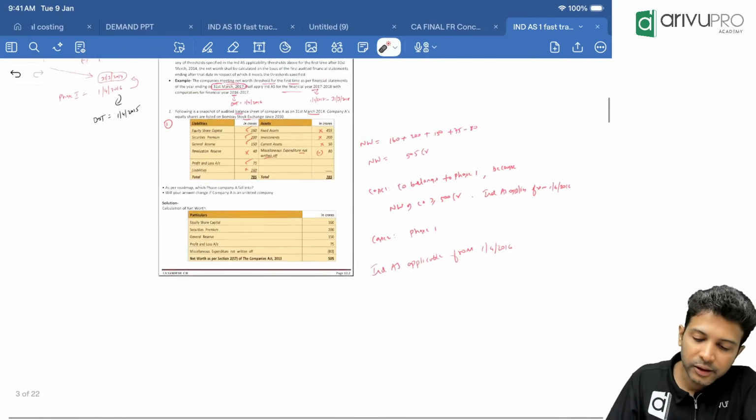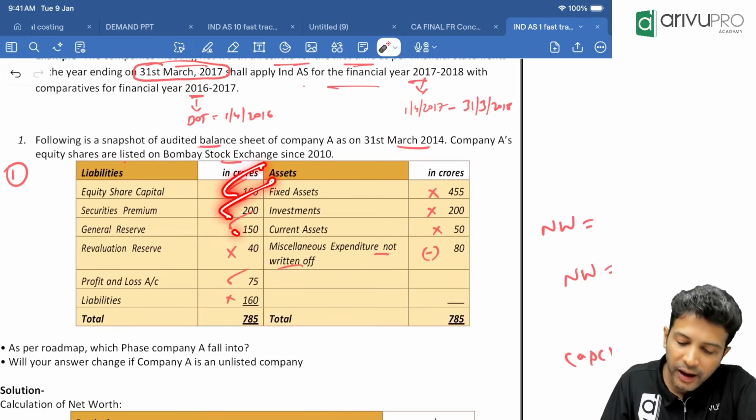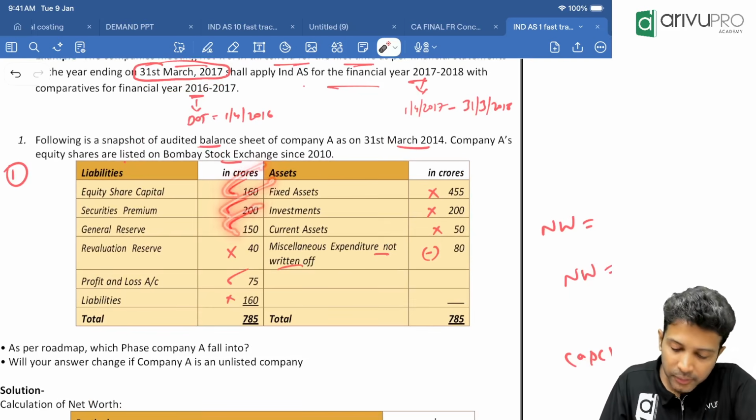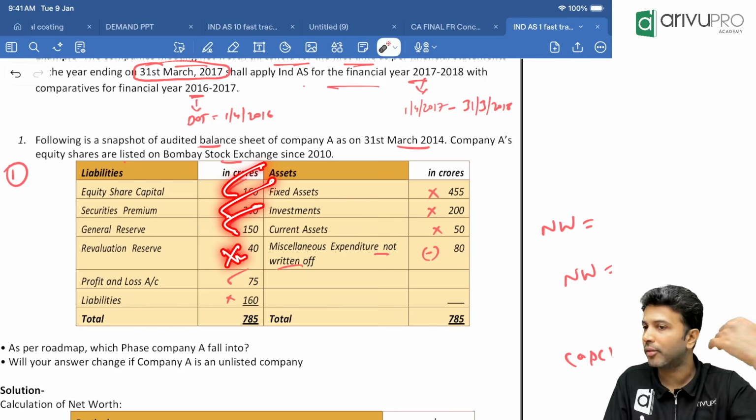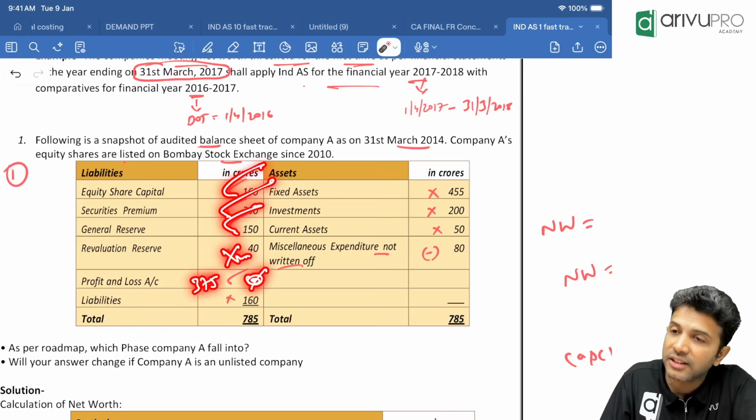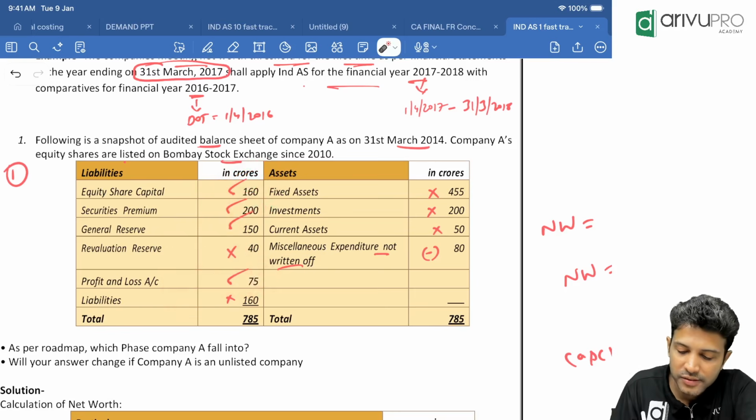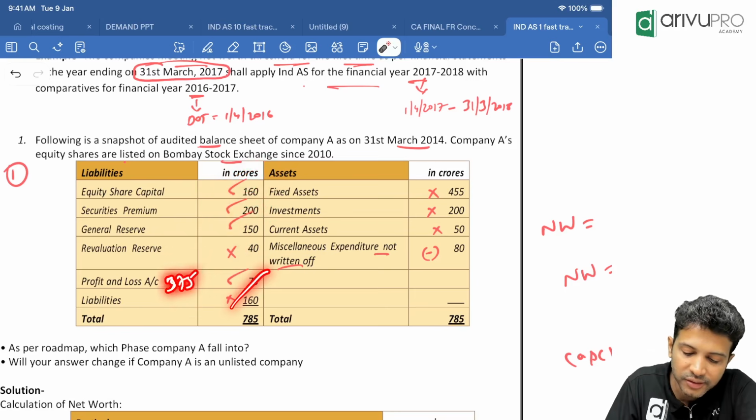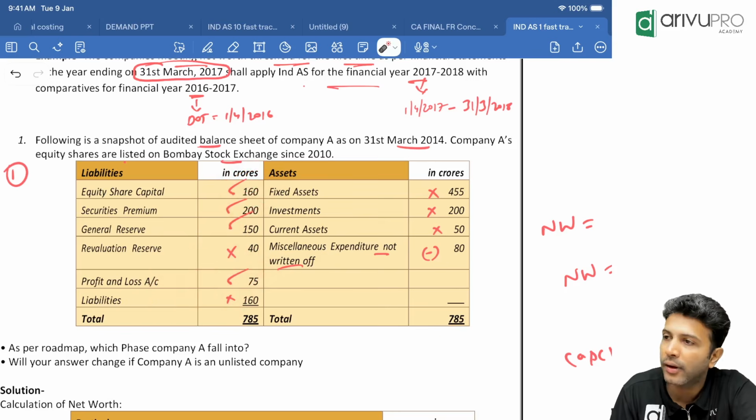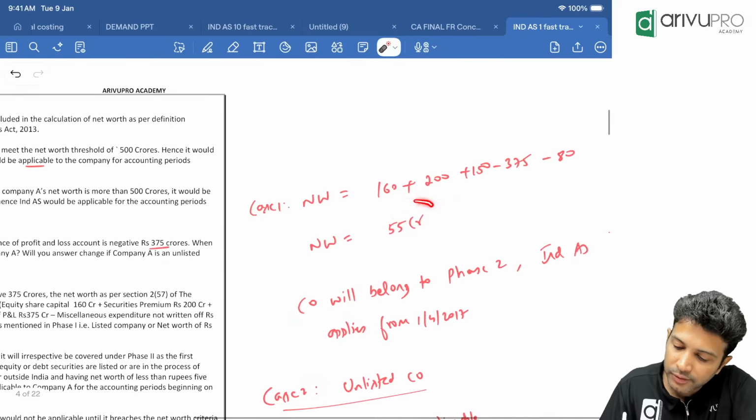Now recalculate net worth. Share capital 160, add. Security premium 200, add. General reserve 150, add. Revaluation reserve is not created out of P&L, ignore. P&L they are saying is not 75. It is 375 debit balance. That means you minus 375. Instead of 75, they ask us to assume 375 negative. So minus that. And also reduce minus 80 for miscellaneous expenditure. Minus 80 you do. How much are you getting? In that case, the net worth will be 55 crore.